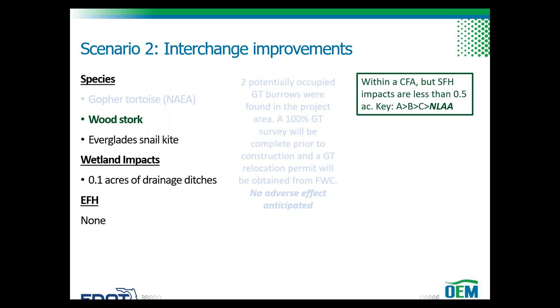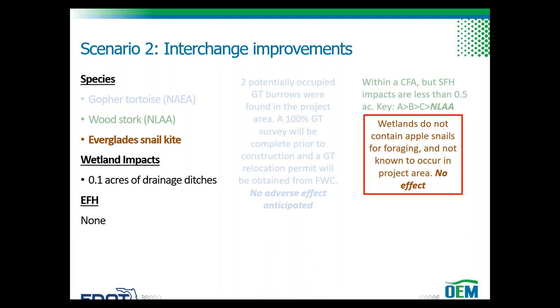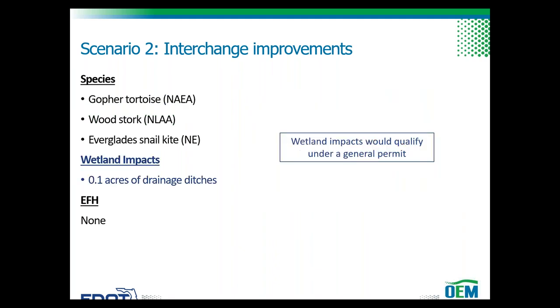The project falls within a core foraging area for wood stork colonies, and impacts to suitable foraging habitat are less than 1/2 an acre. Using the key, we determine that the project may affect, not likely to adversely affect, the wood stork. And for Everglades snailkite, we determine that Everglades snailkites are not known to occur in the project area, and wetlands that contain apple snails needed for foraging are not present. We conclude that the project will have no effect on Everglades snailkite. And wetland impacts would qualify under a general permit.